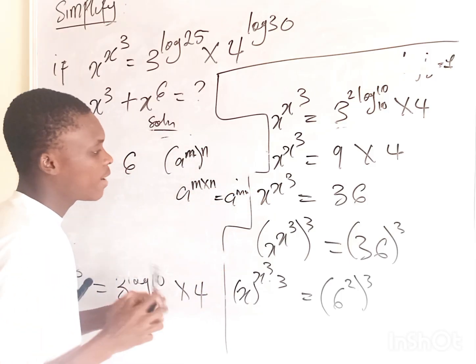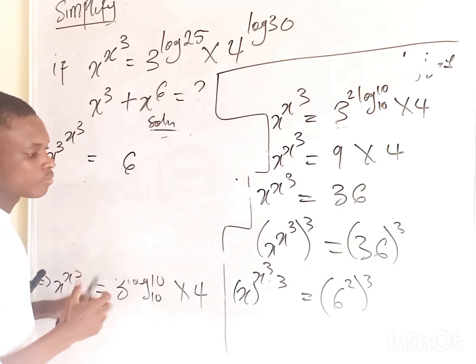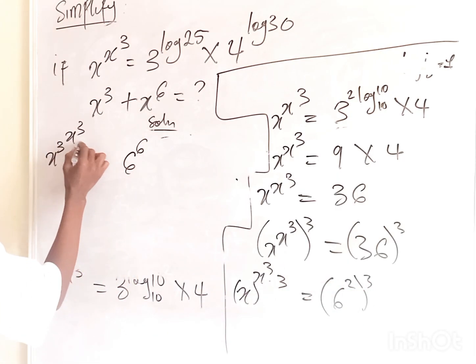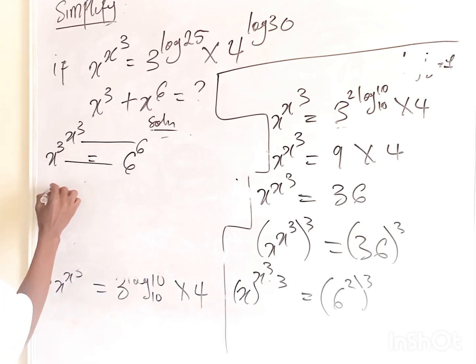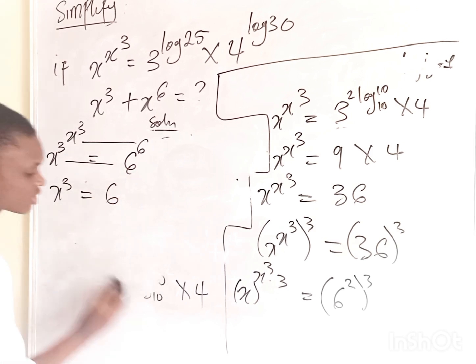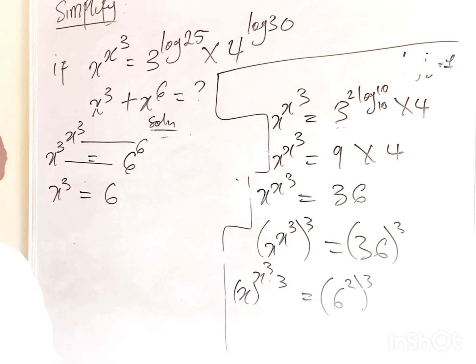All right, so from here, clearly what can we see? The two powers will multiply. So 3 times 2 here gives us 6. So clearly, this equals this and this equals this. So we'll take one of it. So we say that x cubed equals what? 6. All right, but this is not our final answer. So let's make sure we find the value of this.